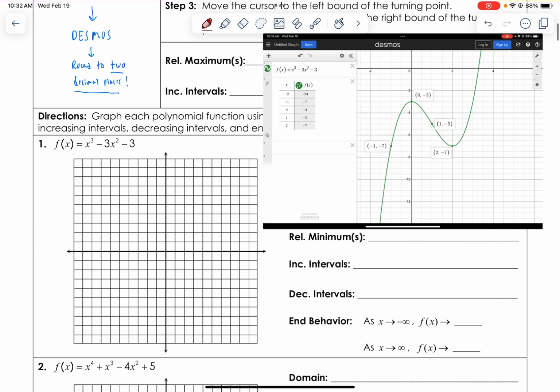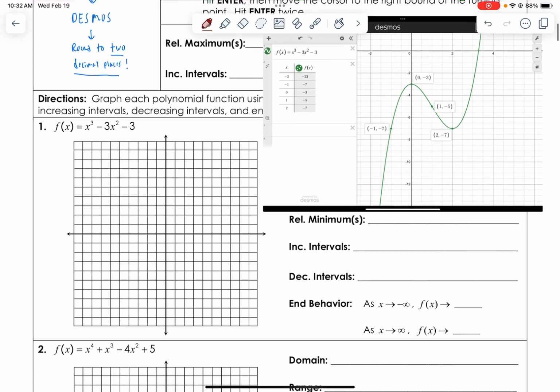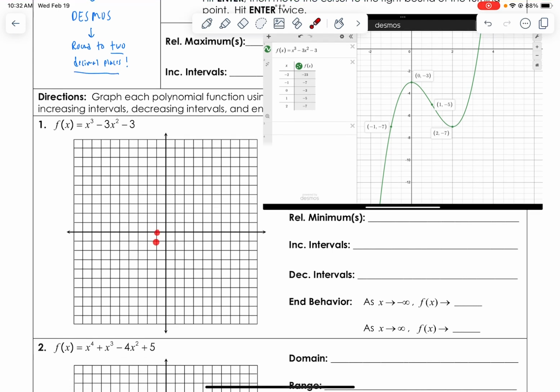So once again, -1, -7, then 0, -3, then 1, -5, and 2, -7.